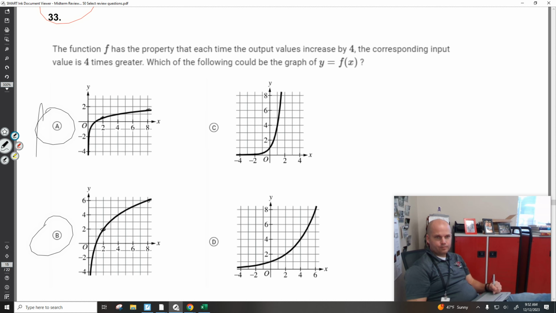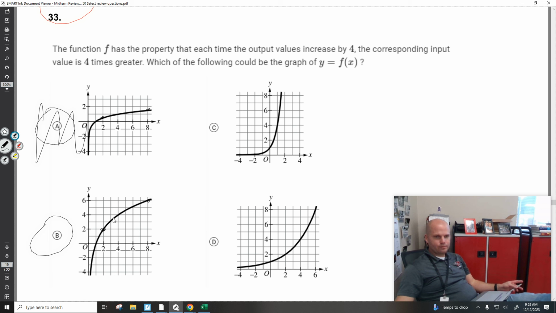This one's it. If I multiply my input by 4, my output should be added by 4. Corresponding input is 4 times greater, the output is increasing by 4. It's going to be B. I got this 0.22, I got this 0.86. Multiply by 4, add by 4.